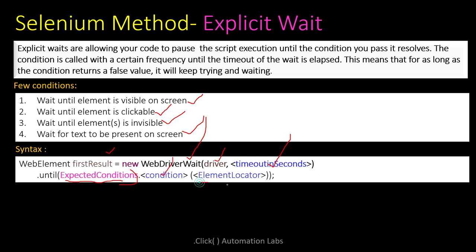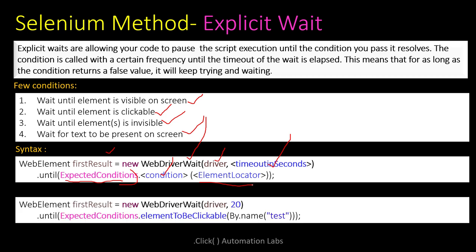And you will mention your object identification, meaning by id, by name, by text or by XPath, whatever. So this is one example. New WebDriverWait, and this is the timeout in seconds, until ExpectedConditions.elementToBeClickable(By.name("test")).